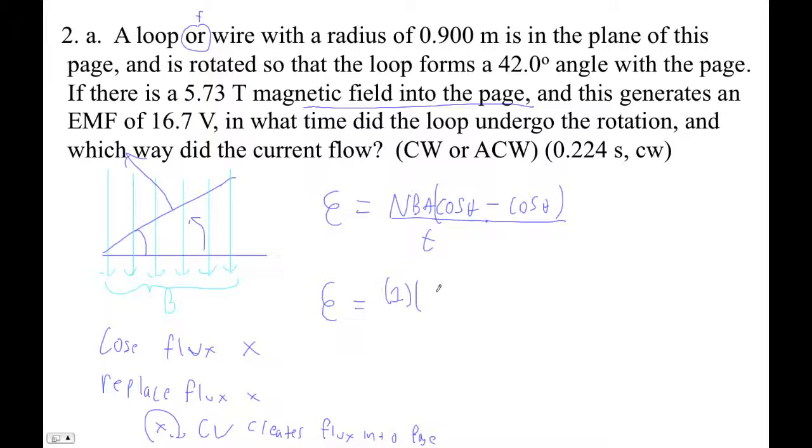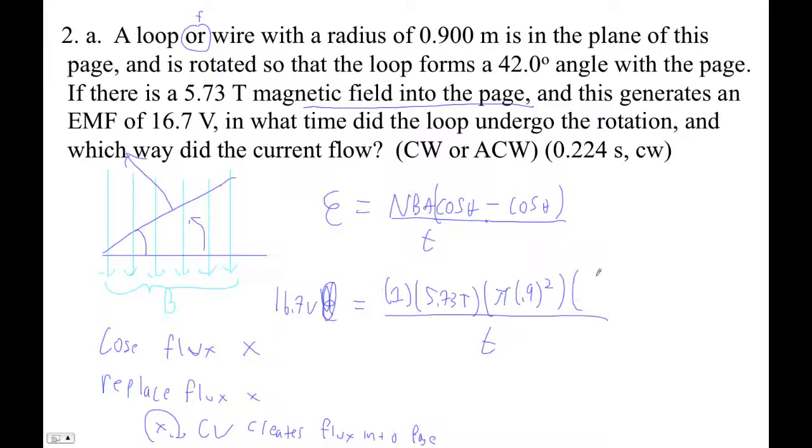Magnetic field is 5.73 teslas. Area is, it's a loop, it's a radius. Oh, what is it we're trying to find? Oh, we're trying to find the time. Oh, 0.9 meters, so pi times 0.9 squared. All right, and then EMF, we know what it is. It's 16.7 volts. And then T is what we're trying to find.